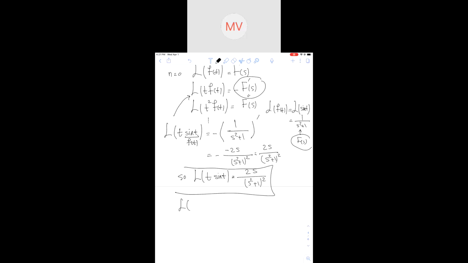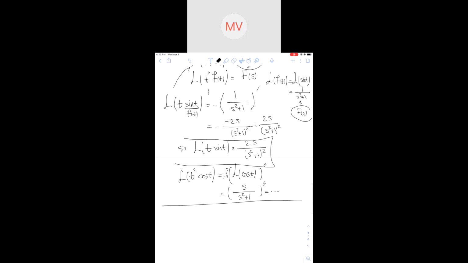Or, Laplace, I'll just set it up and then you guys can finish it later. So t squared cosine t. The formula says this is the second derivative of the Laplace of cosine of t. Right? In fact, there would be -1 to the second, but that's 1. So it's going to be the second derivative. What is the Laplace of cosine t? It's s over s squared plus 1. Whatever that derivative is, take it twice. Question on that? So that was the first transition formula.